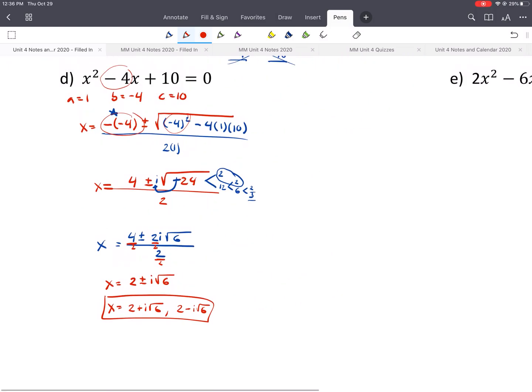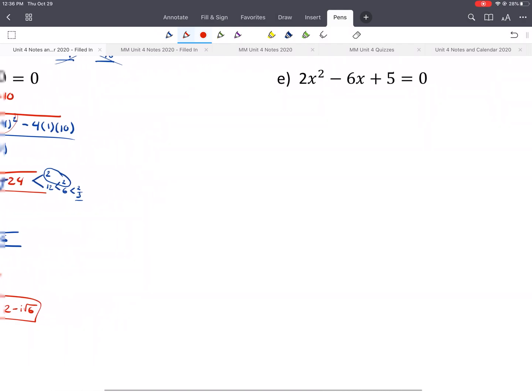You couldn't find two things that multiply or add. You probably could have done completing the square for that one.